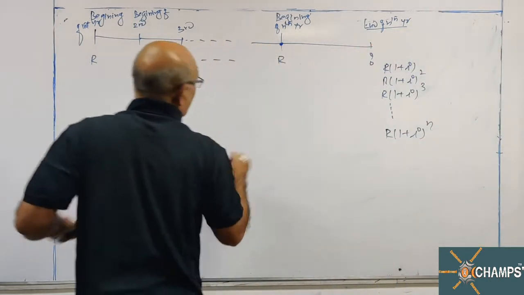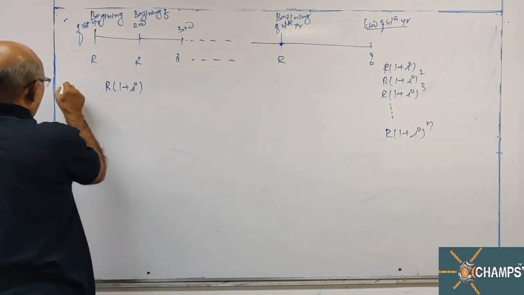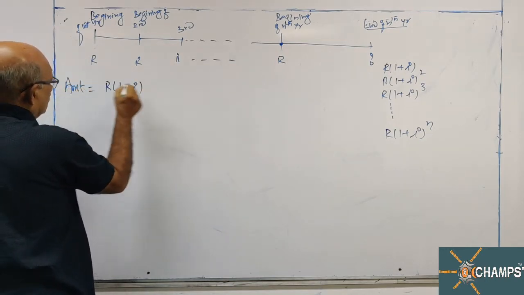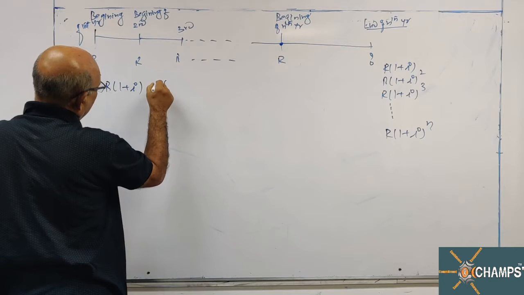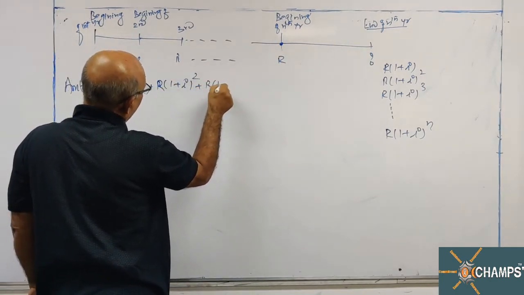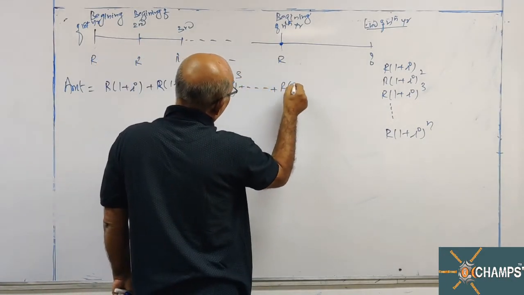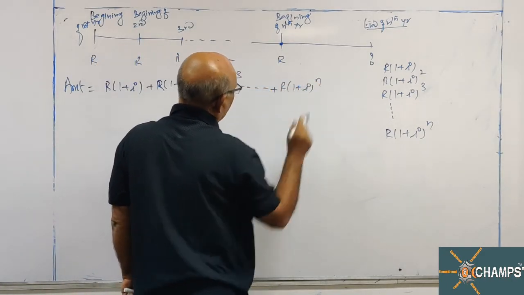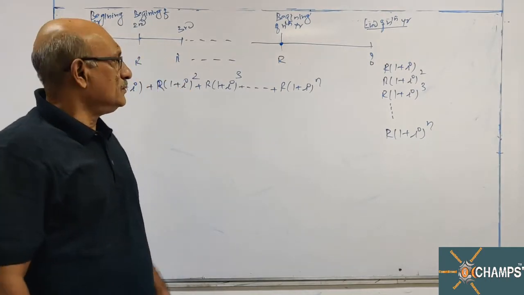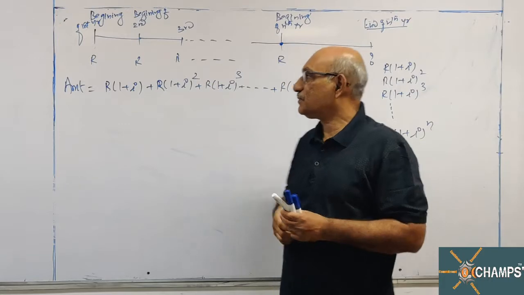Now, look at these payments. Amount is equal to R into (1 plus I), plus R into (1 plus I) whole square, plus R into (1 plus I) whole cube, plus ... plus R into (1 plus I) whole power n. This way, by adding all these values, you will get the amount.